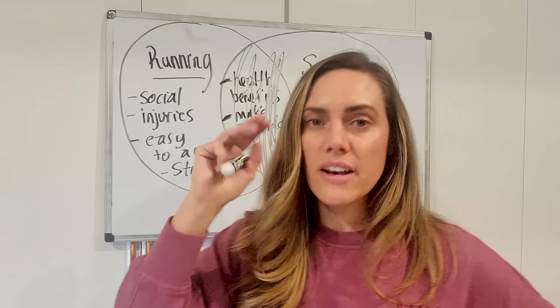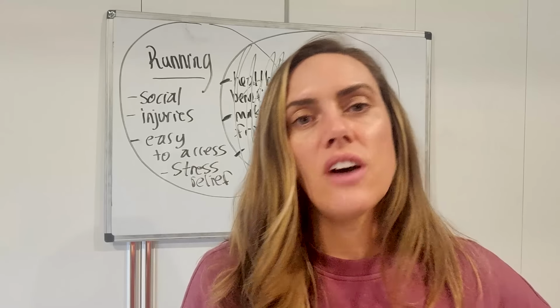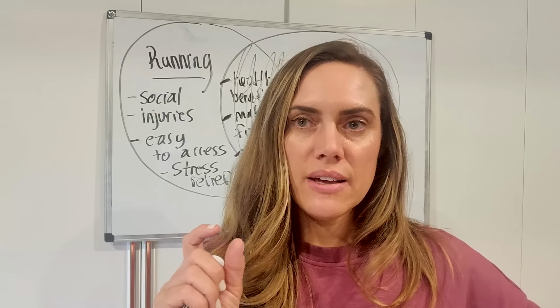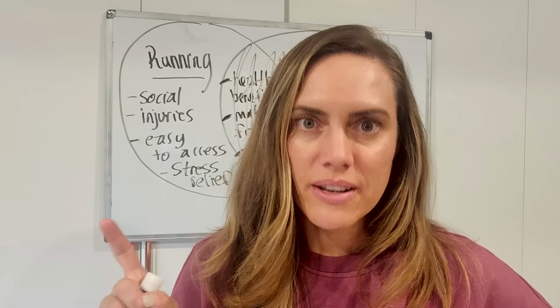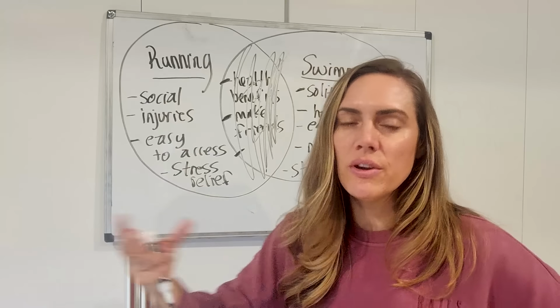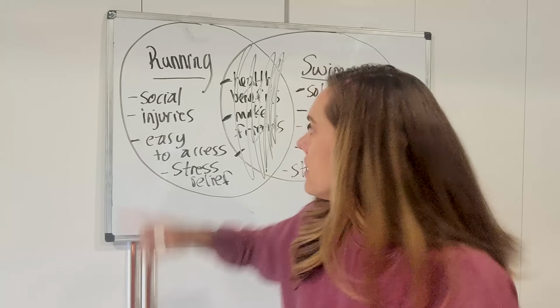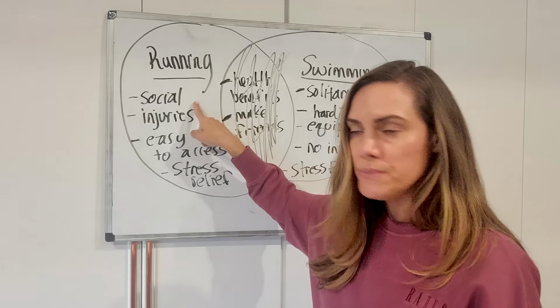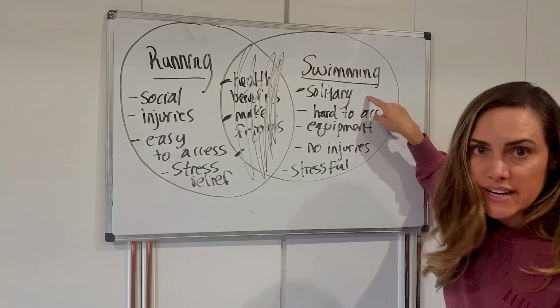So you want to find 3 things that you can talk about. And I say, look for 3 points of comparison, even if you're not comparing. But you need 3 points of comparison. So let's look at these again and see if we can find a connection. So running is social. Swimming is solitary. There we go.